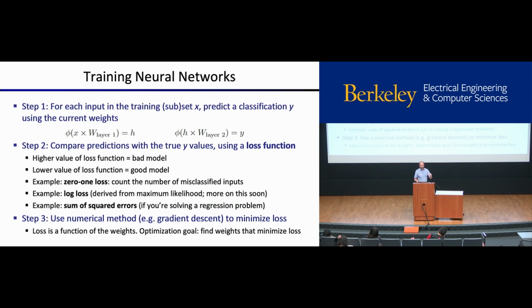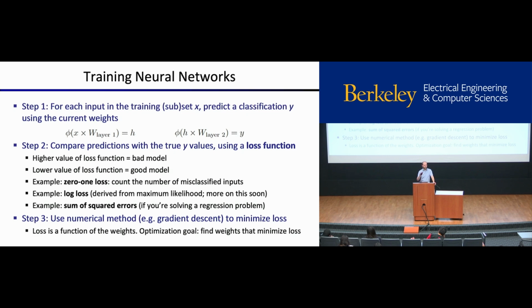So if we use the loss function, which is the negative log likelihood, we're trying to minimize the loss function, we're trying to maximize the log likelihood. We do gradient descent or gradient ascent, whatever you want to call it. So a higher value of the loss function is bad, lower value is good. You could use a 0-1 loss for misclassified inputs if you liked. The log loss is one we talked about.